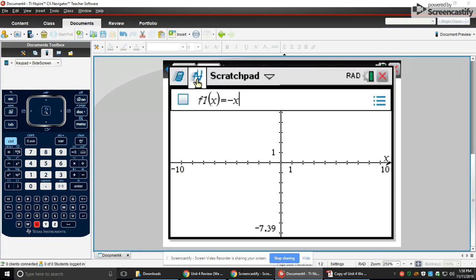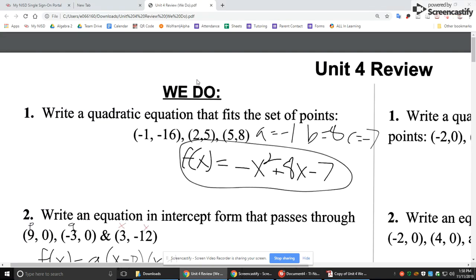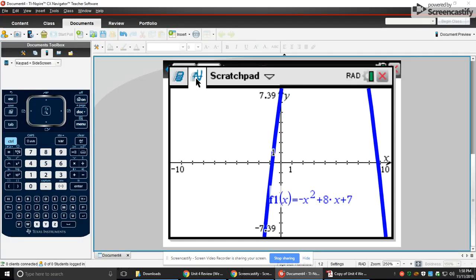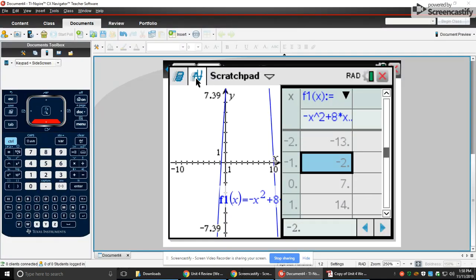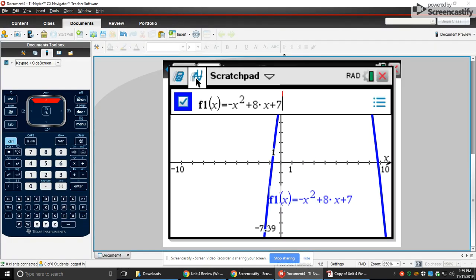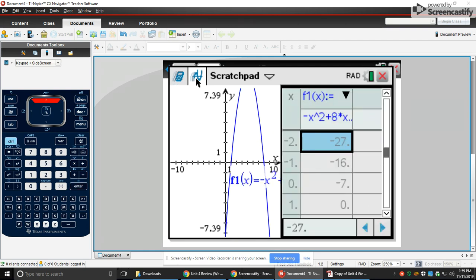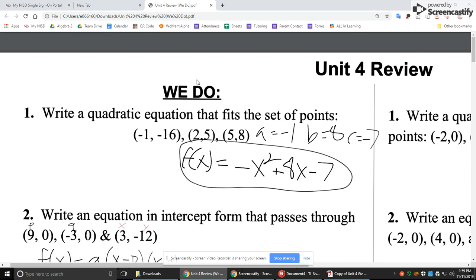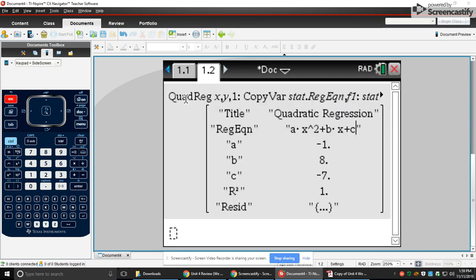Now, let's say you didn't know how to do this. The next best thing to do would be to graph your answer choice. And so this one was -x squared plus 8x plus 7, and going to Control T and then seeing if -1, -16. Oh, this is not it. Oh, minus 7. So Control T. See? So this way I see, hey, there's -1, -16. There's 2, 5. There's 5, 8 right there. So I just thought I'd point that out.